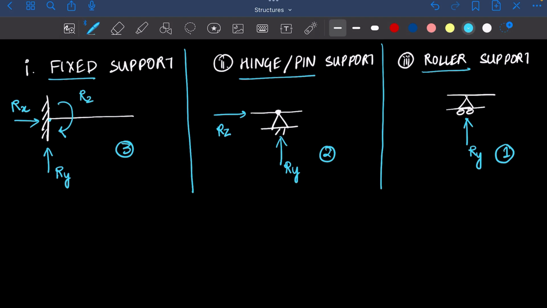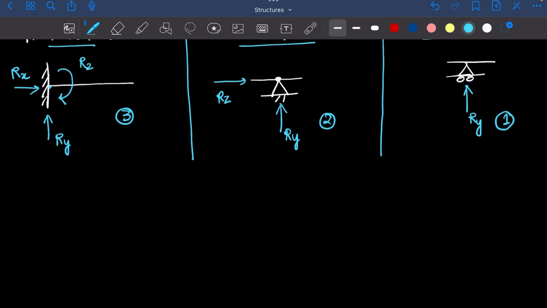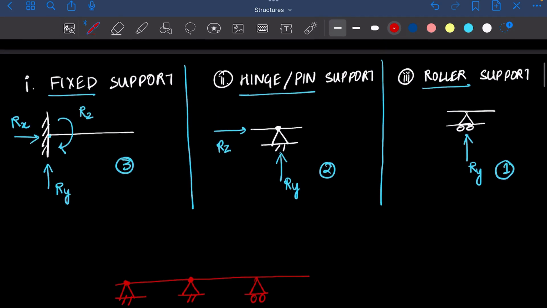Okay. So let's say you have a beam here, and it has two hinge supports and one roller support. How many reactions would it form? Ry, Rz, Rx.